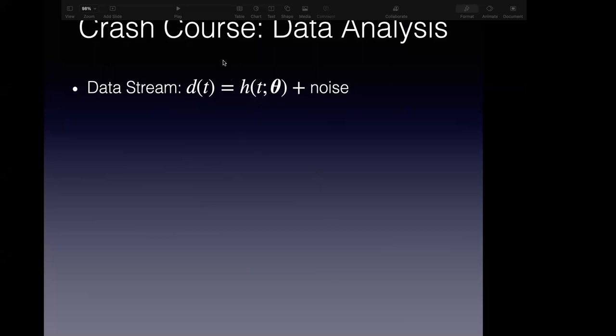Okay, so a quick crash course in data analysis. A typical data stream will consist of some signal that we're wanting to basically rip out of the noise. And that signal itself is characterized by a parameter set, which we're going to call theta. Now, this parameter set can consist of the masses and the spins and the distances and where it is in the sky. For the purposes of this talk, we're not going to be considering parameter estimation. We're going to more be considering parameter precision.